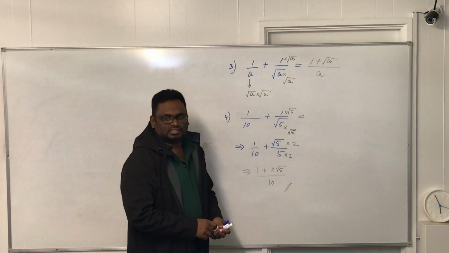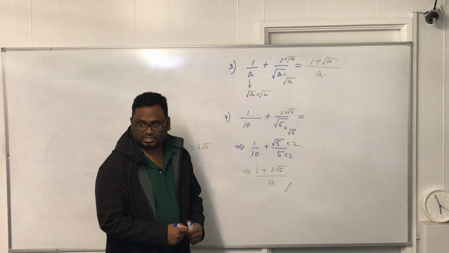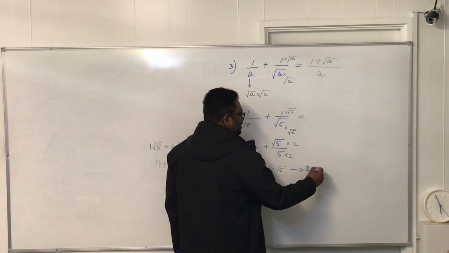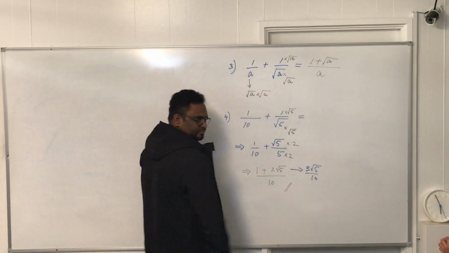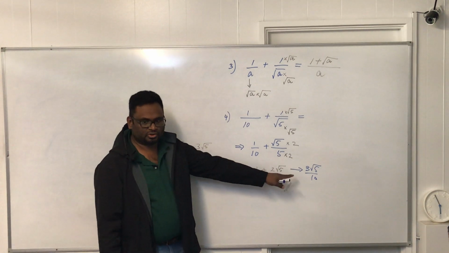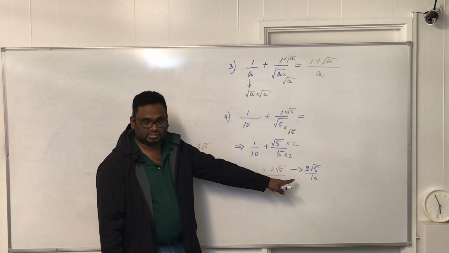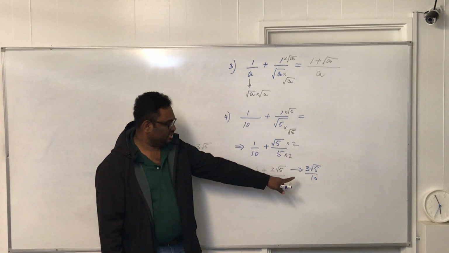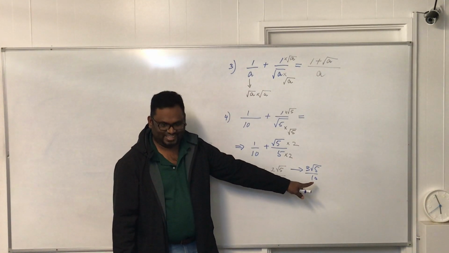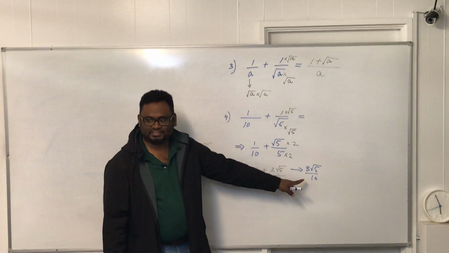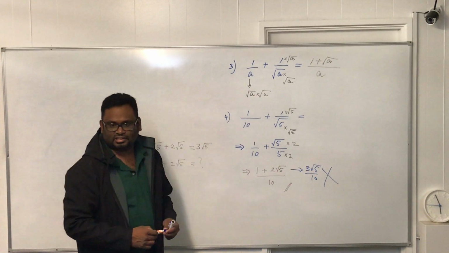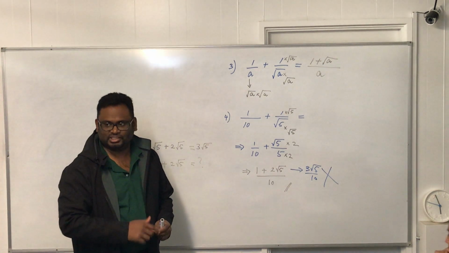Some wrong answers. People do 3 square root 5 divided by 10. Look, some wrong answers. People do 3 square root 5 divided by 10. If I had to switch these two around, that is wrong because there is no definition like that. Why are you doing it? Don't create math. Just follow the rules.